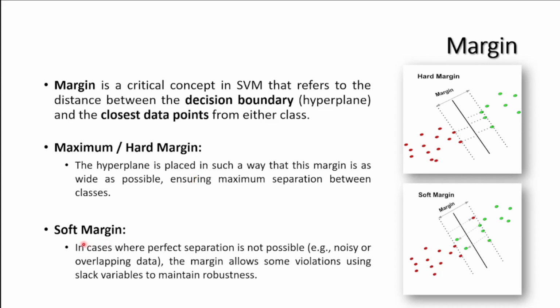On the other hand, we have the soft margin in the case where perfect separation is not possible, for example with noisy and overlapping data, which occurs on both sides. Meaning we have red on the green side, and green on the red side. We can't really split it with a wide margin, which we would call a hard margin. So in this situation, we have a soft margin instead of a hard margin.